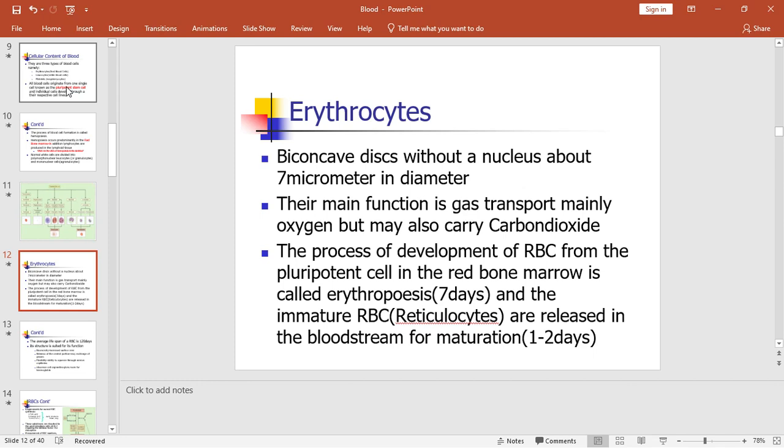What I didn't tell you is that these RBCs are produced in the red bone marrow by a process called erythropoiesis, which takes about 7 days. After 7 days, you will have immature red blood cells that will be released into circulation. These immature red blood cells are referred to as reticulocytes. It takes about 2 days for them to mature to full-size red blood cells.